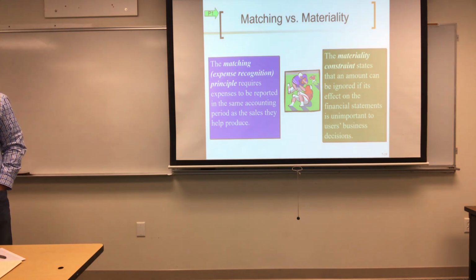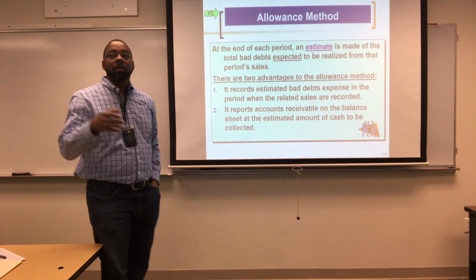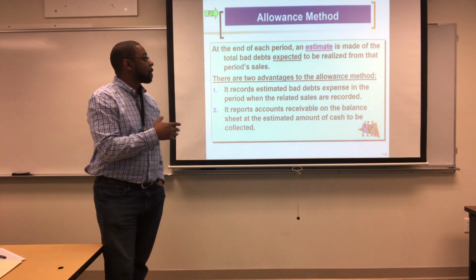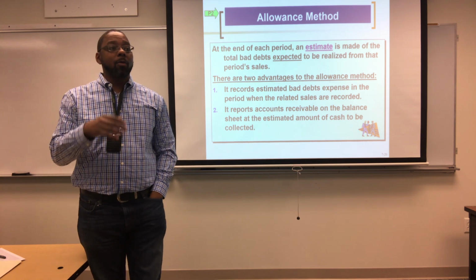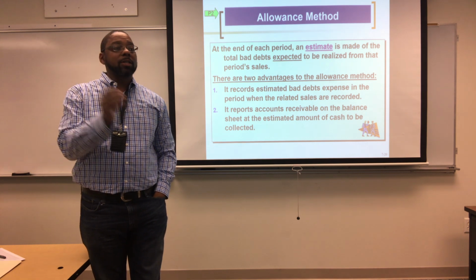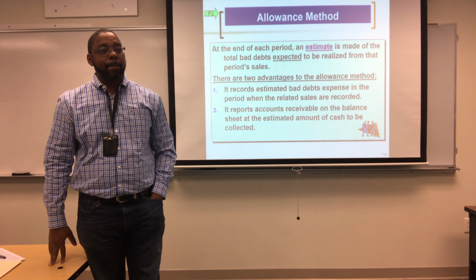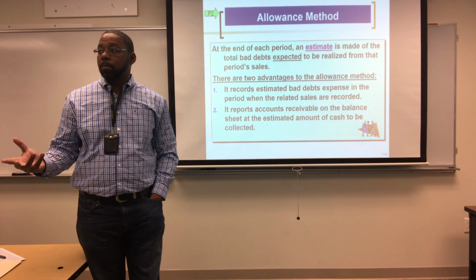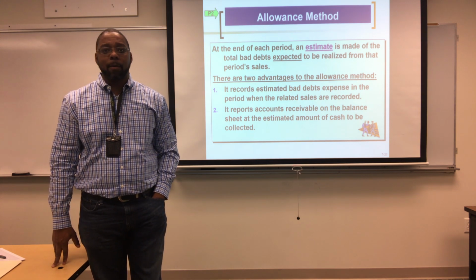Well, we have the allowance method. With the allowance method, what we're going to do is at the end of each period, we're going to set aside some money, an estimated bad debt. And we're going to say, okay, this money is set aside, so now every time we have bad debt, we're not going to expense it off the income statement. We're going to take it out of this pot of money that we've set aside. Everyone understand?